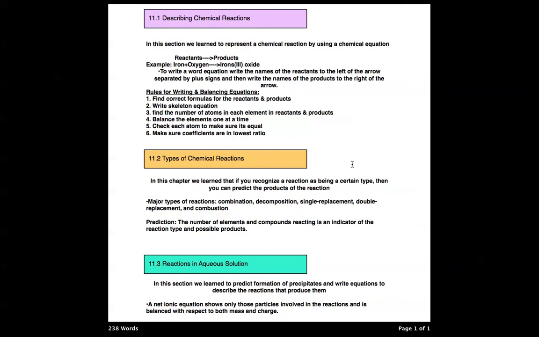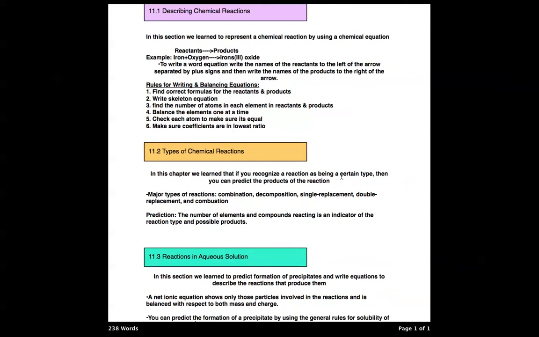If we move on to 11.2, that is discussing the types of chemical reactions. This makes it clearer and classifies what certain reactions are. In this chapter, there are 5 major types that we'll learn about. We learned that if you recognize a reaction as being a certain type, then it's easier to predict the products of the reaction. So in our labs, when we recognized what it was, it was easier for us to tell what the equation would end up being and how the lab would turn out.